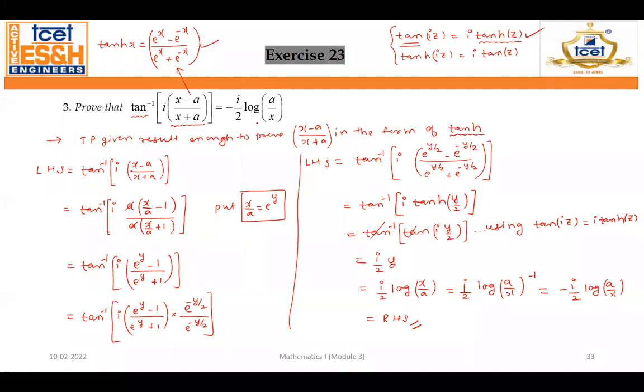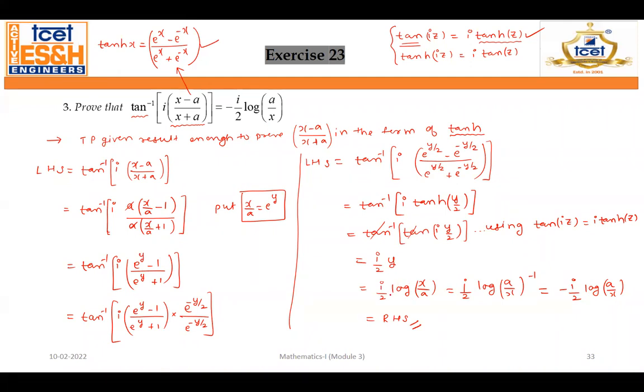Is this what we wanted to prove? No. I want minus i by 2 into log a by x, whereas I have got i by 2 log x by a. Are both the same or different? Yes, are both the same or different? Anybody? i by 2 log of x by a and minus i by 2 log of a by x. Are both the same or are they different? Both are the same. Yes, sir.